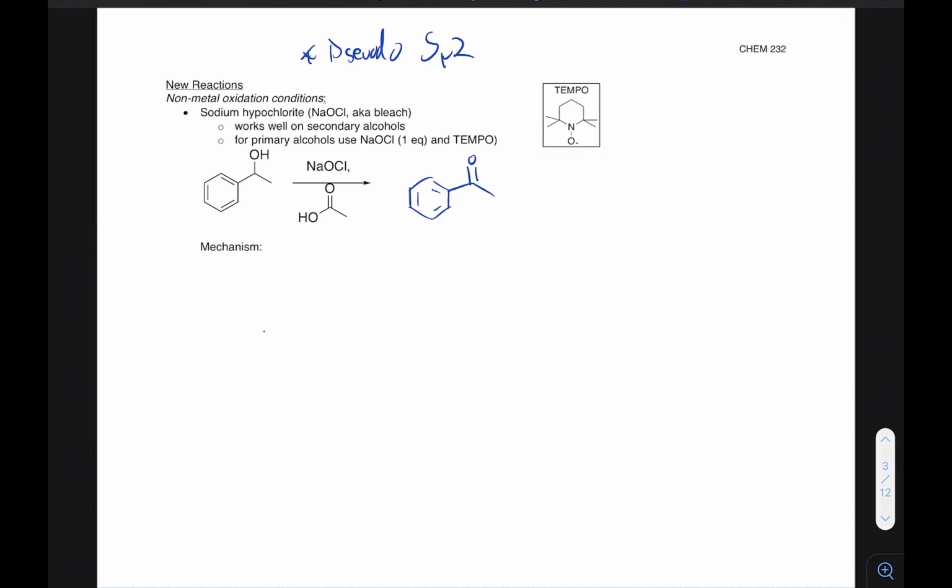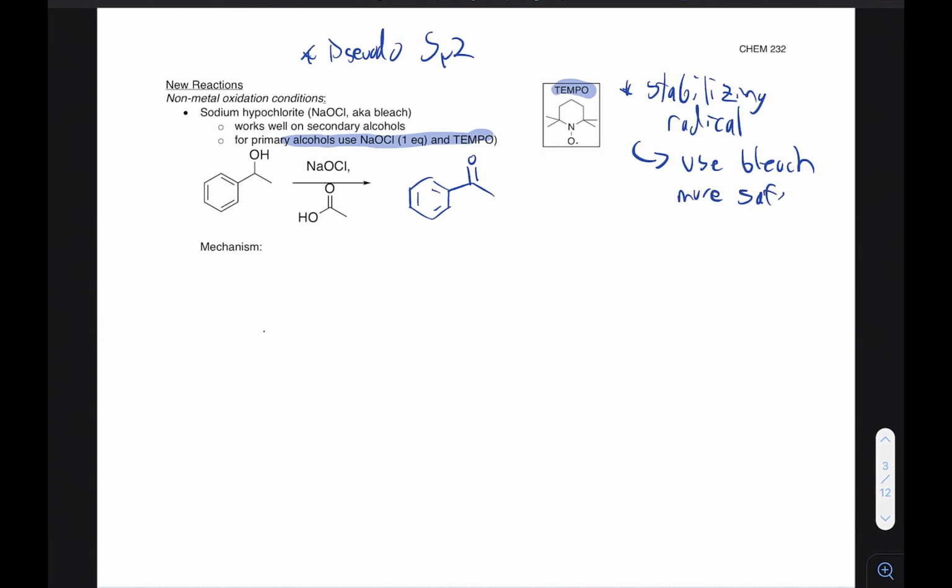Okay, and this thing over here, TEMPO, which we use with primary alcohols, is essentially a quote-unquote stabilizing radical, where you can see that radical electron in the oxygen. It essentially just allows us to use bleach more safely, right? Because as we all know, bleach is a pretty hazardous material to use.